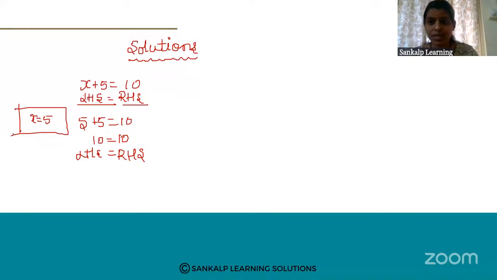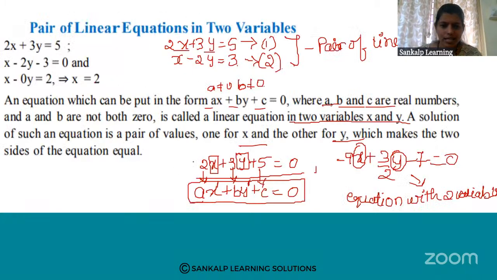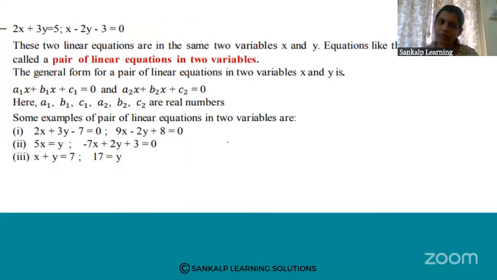How many solutions I got here? Only one solution, because it is the equation in one variable. If the equation contains two variables, in that case I am getting two solutions. Okay, so that is one for x and one for y. A solution of such an equation is a pair of values, one for x and other for y, which makes the two sides of the equation equal. Okay. Next.